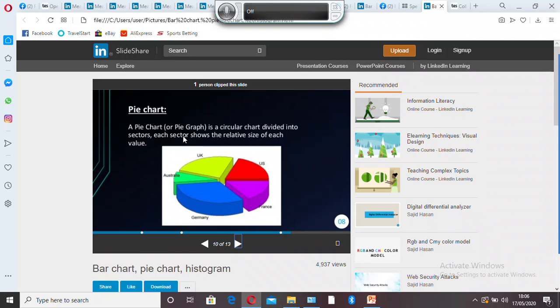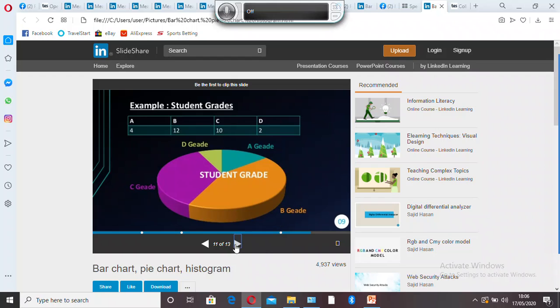A pie chart or pie graph is a circular chart divided into sectors. Look at that, divided, cut into different sectors. Each sector shows the relative size of each value. Look at this big circle cut into different sectors. I have UK, Australia, Germany, France, US, all of these sectors representing each of those countries right there. Okay, so let's proceed to look at an example.